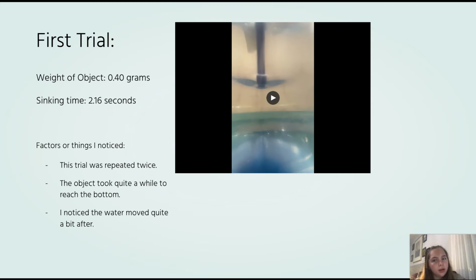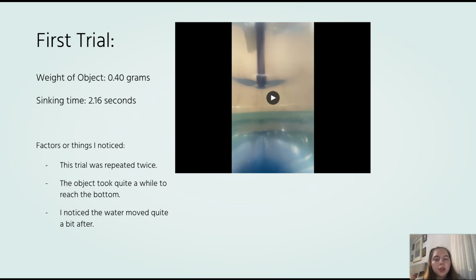So you're probably wondering, okay, what factors or things might have influenced this? So I actually repeated this trial twice. This is my second time, I believe, to get the most accurate reading. I only did this one and I think a couple others twice because I wanted to make sure this experiment worked.